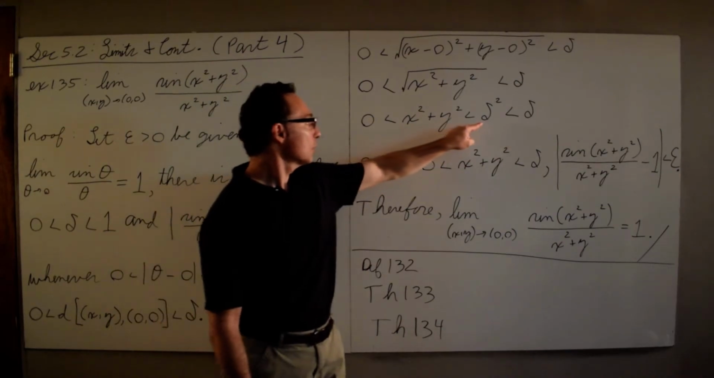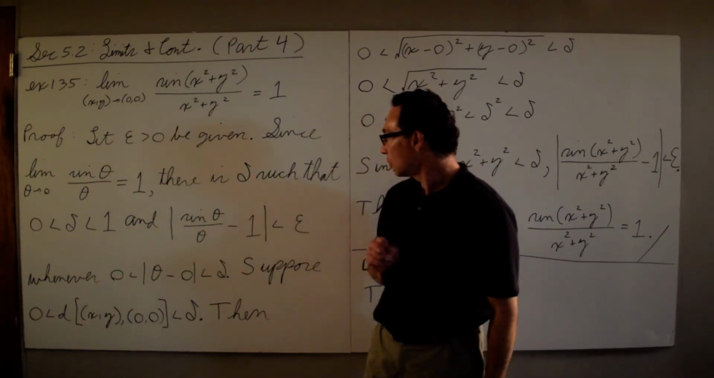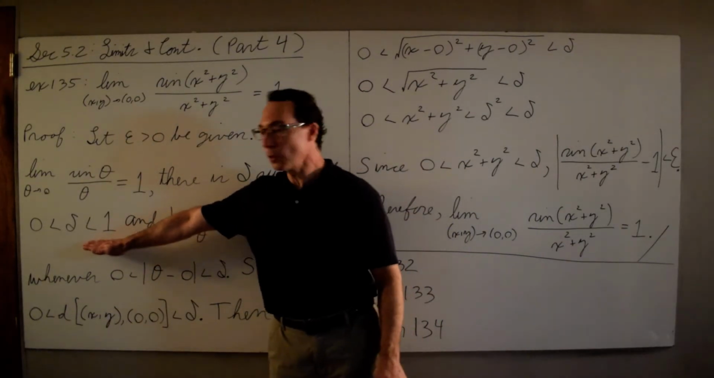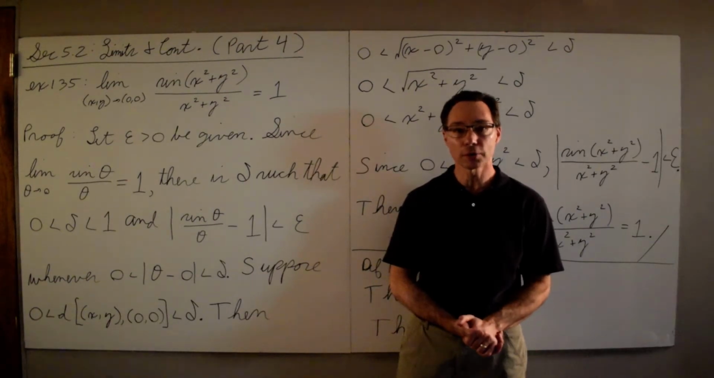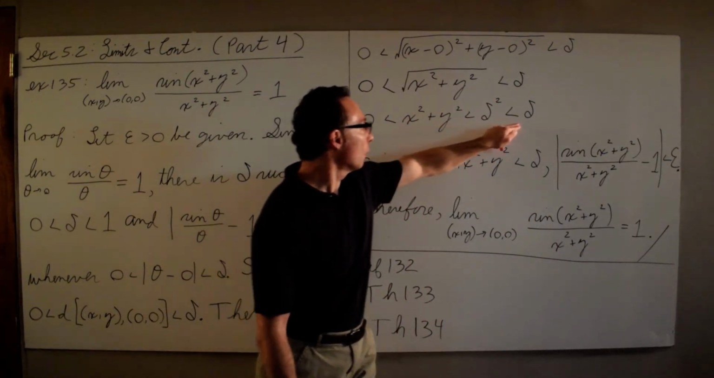But delta squared is less than delta. Why? Because delta was chosen to be less than 1, right here. So delta is chosen to be less than 1. That's why delta squared is less than delta. So that is what gives us this inequality.